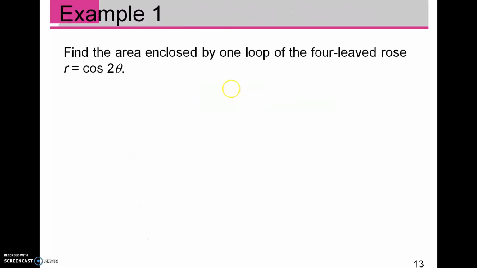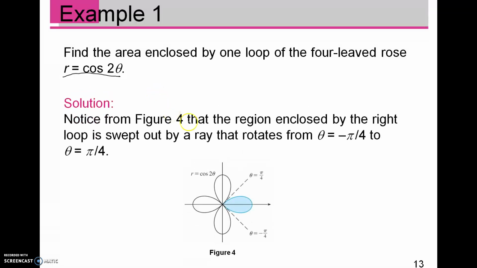All right, let's do the example. So we want to find the area enclosed by one loop of the four-leaved rose curve. So the rose curve is going to have this form: r equals cosine 2 theta. All right, so here's our solution. Here's our rose curve. We've got 4 petals. We just want to find one loop, right? So all these loops are going to be equal. So we're going to pick a loop, and we understand that theta runs from negative pi over 4 to pi over 4, right? So we're looking at that region.